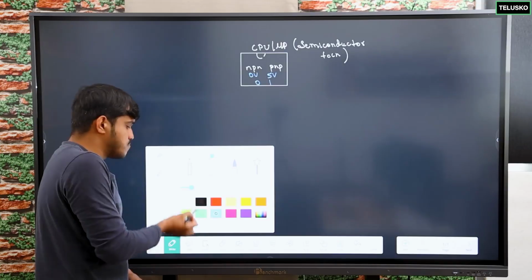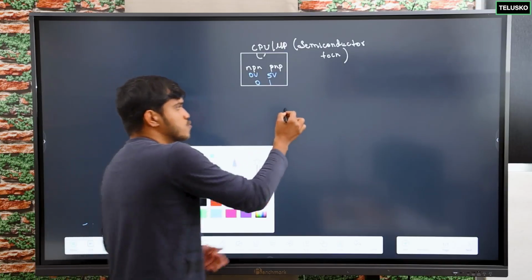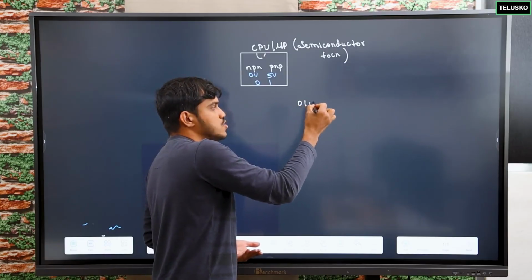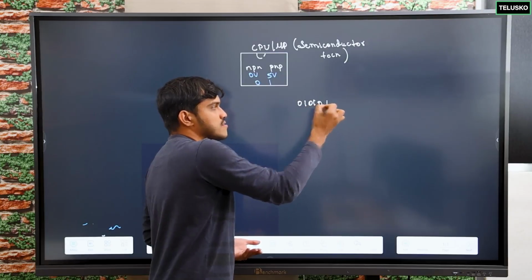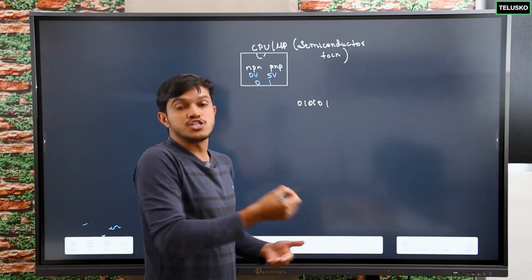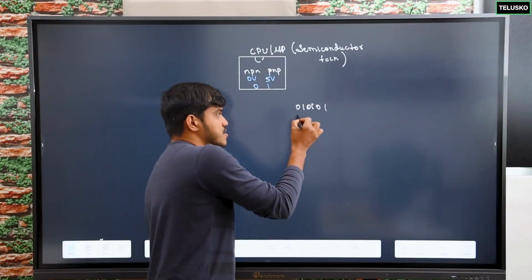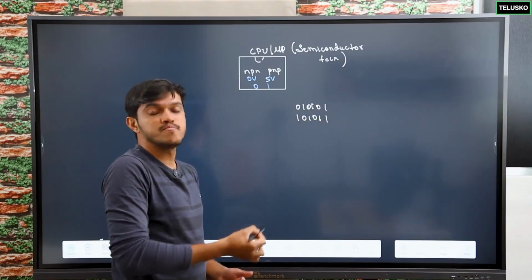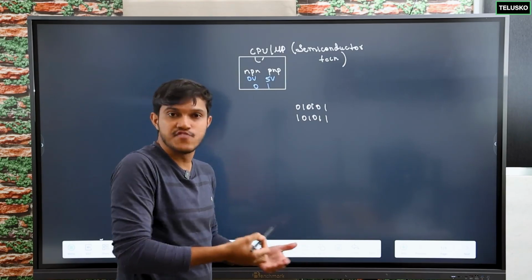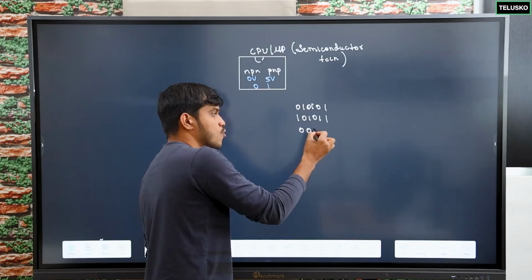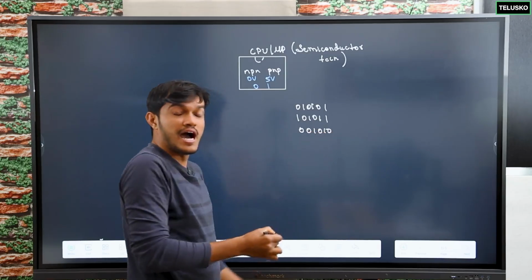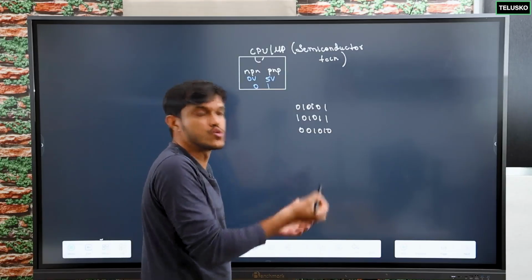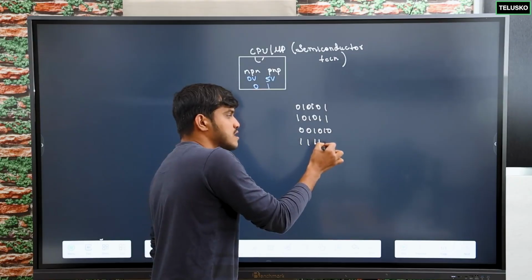Example, I want my processor to maybe add something. I will write here 0, 1, 0, 1, 0, 1. I want my processor to perform subtraction. I'll write here 1, 0, 1, 0, 1, 1. I want my processor to perform multiplication for me. I would write here 0, 0, 1, 0, 1, 0. I want it to perform division for me. That is also one activity I want my processor to do. I'll be writing here 1, 1, 1, 1, 0, 1.